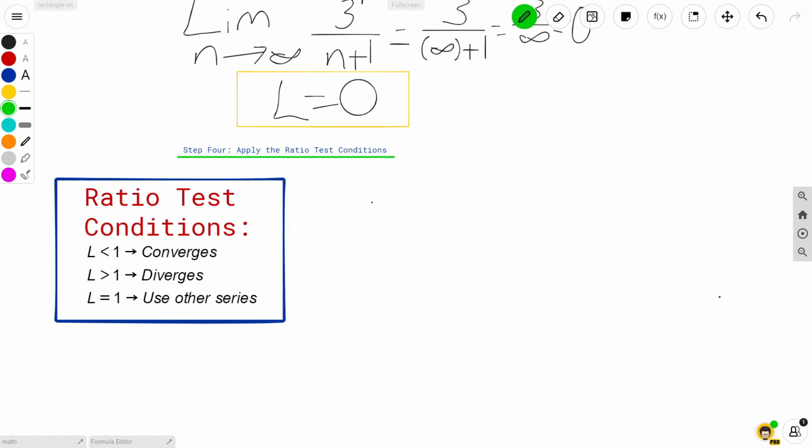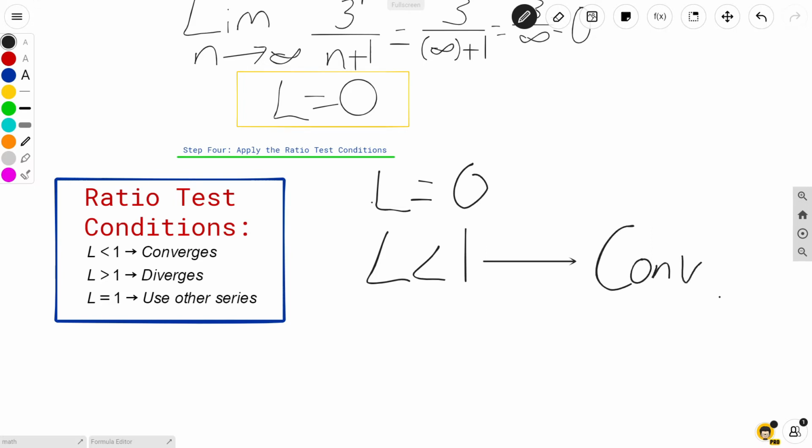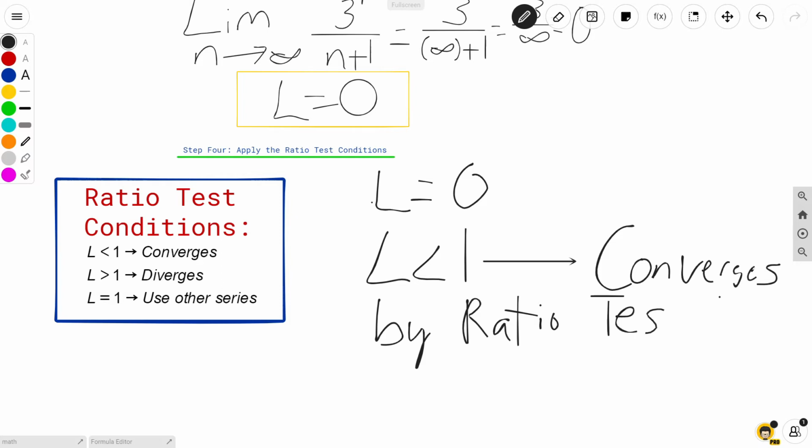Now our L came out to be equal to 0. And since L is less than 1, we can say that this whole series converges. Converges by ratio test. And that's our final answer.